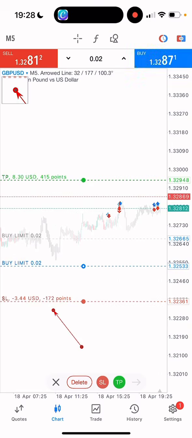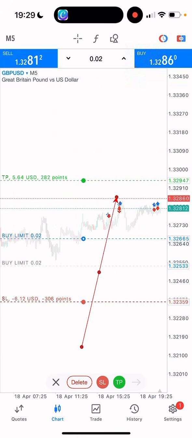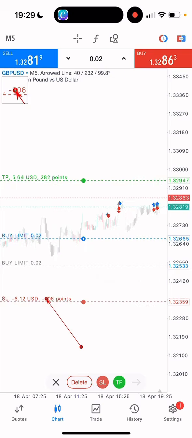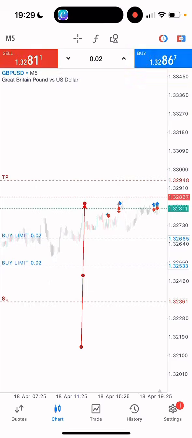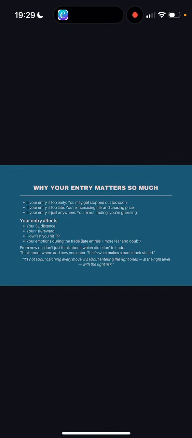Look, the less you risk, the more you make. The more you risk, the less you make. It's literally pretty straightforward. So that is why over here, they say your entry affects your SL distance. It affects your risk to reward ratio. It affects how fast you hit your TP, your emotions during the trade, right?